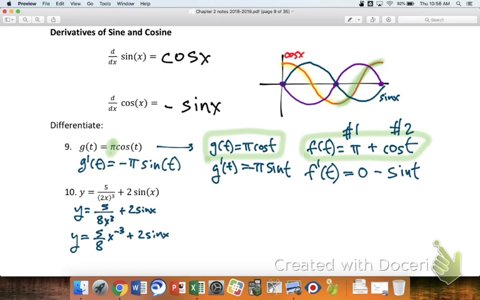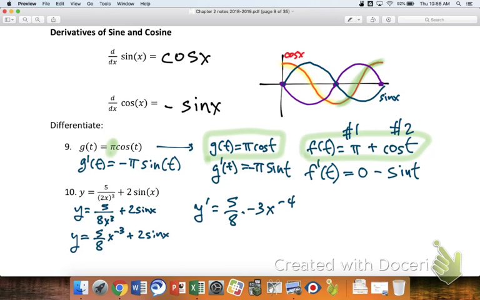Then when did you use the power rule? Now we're going to use the power rule. Yep, thank you. So you guys good with the algebra stuff? Okay, so the power rule to find y prime. For the first term, y prime would equal 5/8 times negative 3x to the negative 4th.